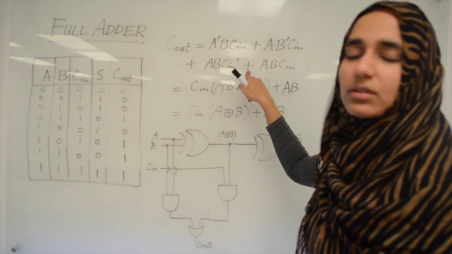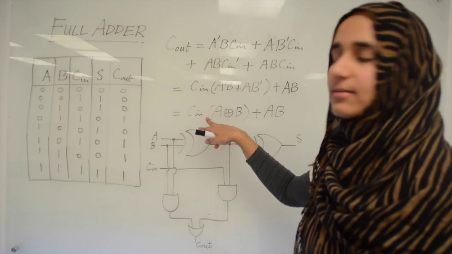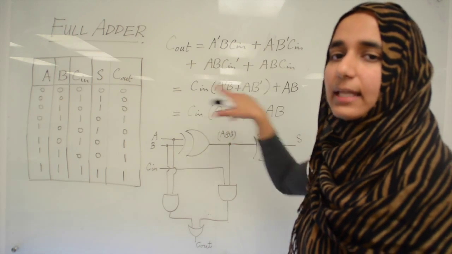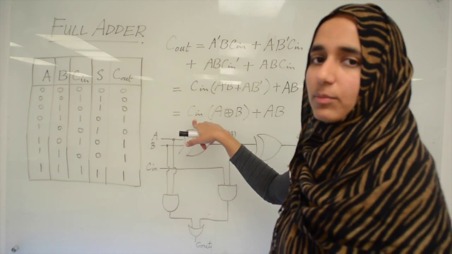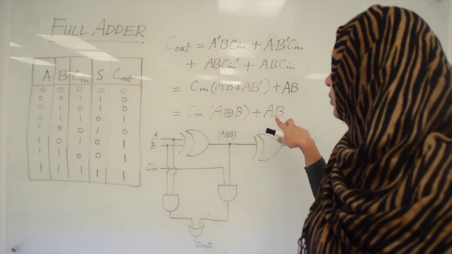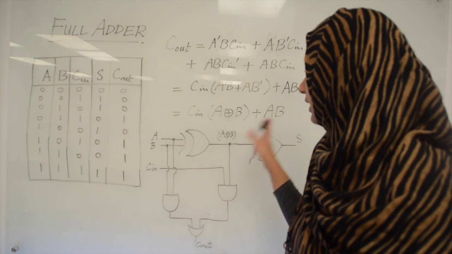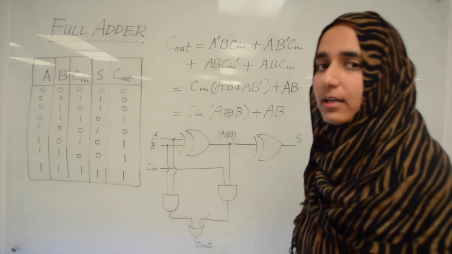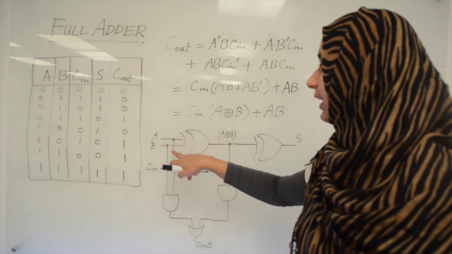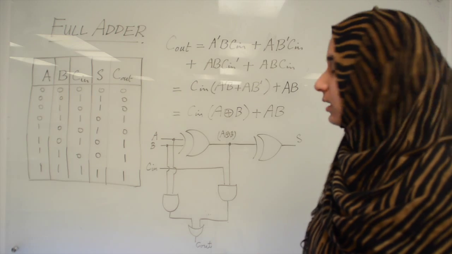Again, we can reduce this equation to this form, and finally what we get is that you can XOR the inputs A and B and then AND it with the third input, which is the carry in, and then you can OR it with the AND of A and B. So the final circuit for the full adder will look like this. You will get the sum by XORing A and B, and then XOR the output with the third input, which is the carry in, and get the sum.